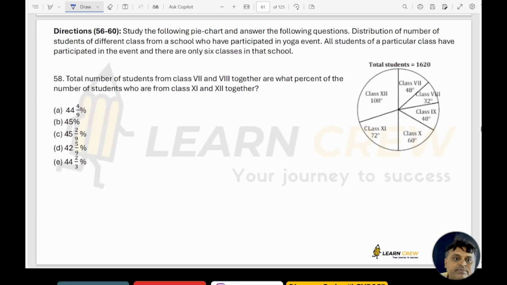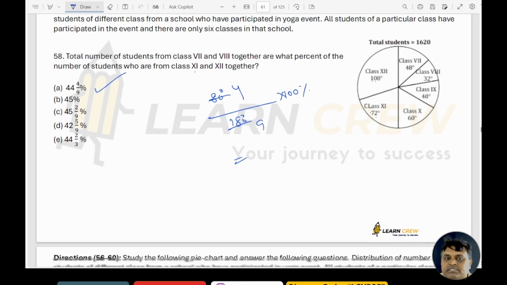Then, total number of students from class 7 and 8 together is what percentage of the number of students who are from 11 and 12 together? So 7 and 8 together is 80. Is what percentage of the 11 and 12? 11 and 12 together is how much? 180. 80 is what percentage of 180? So if you observe here, it is 24s or 29s. 4 by 9 means 44, 4 by 9 percentage.